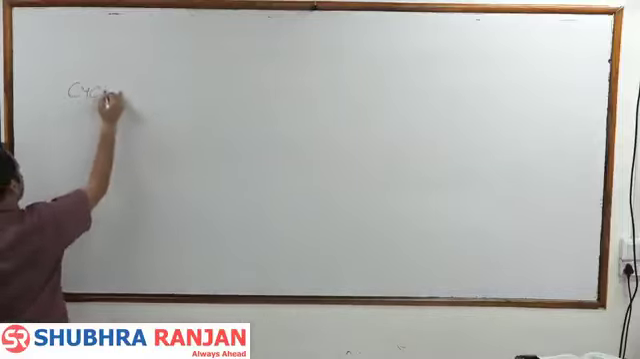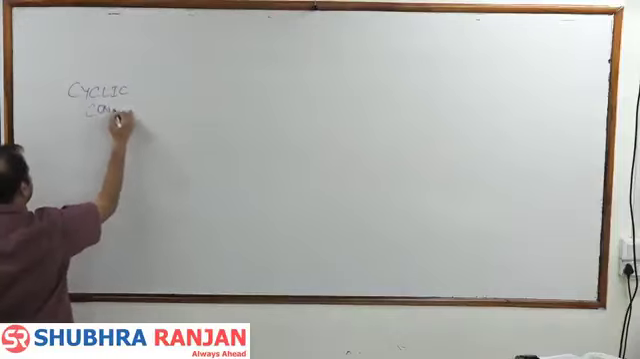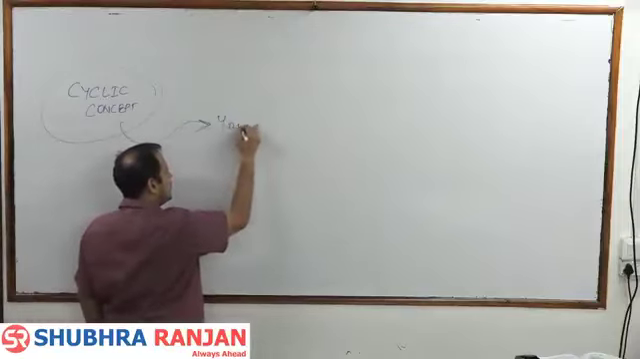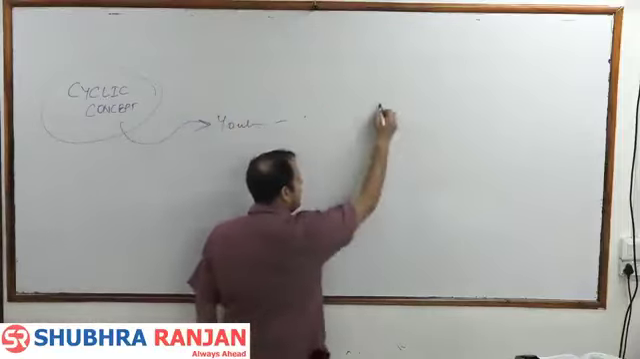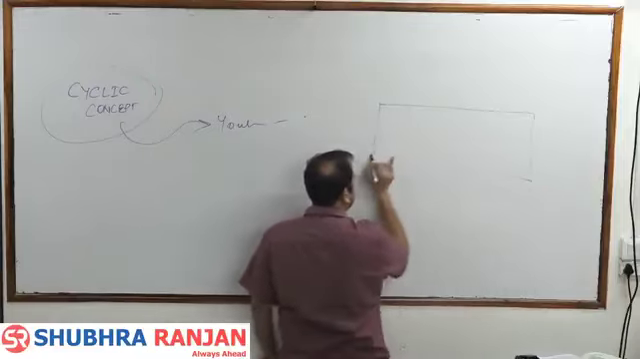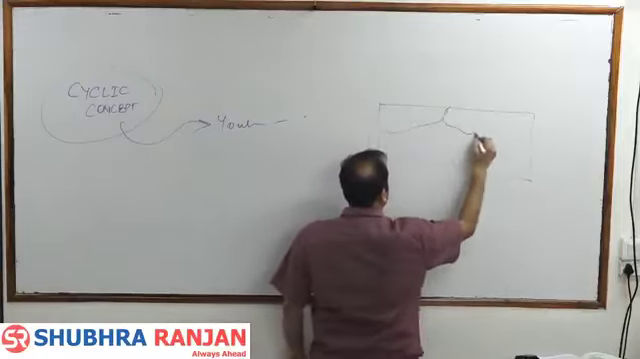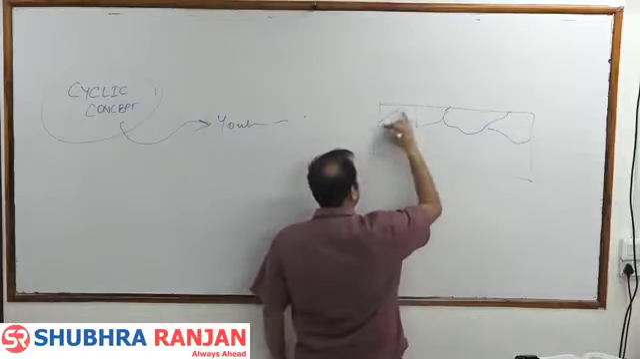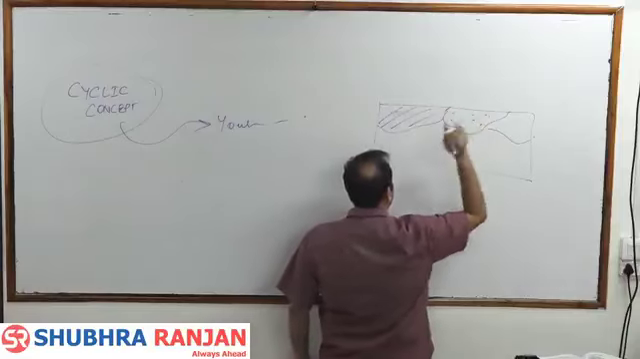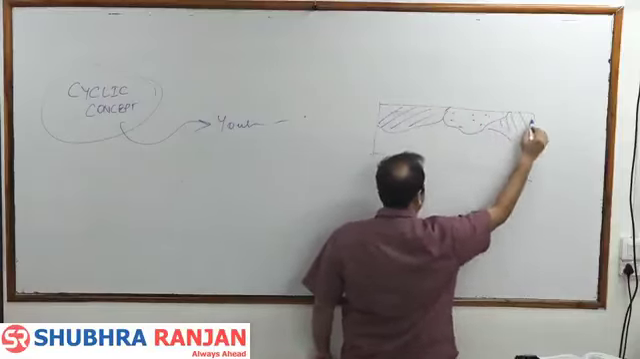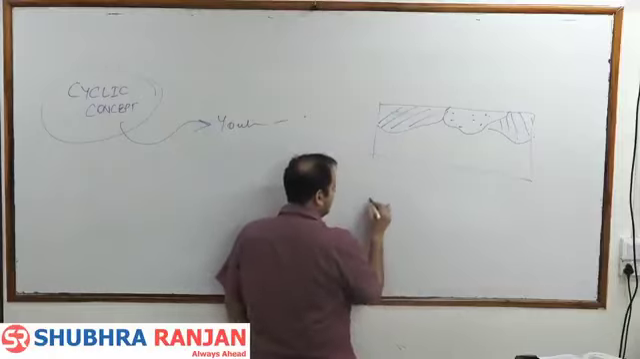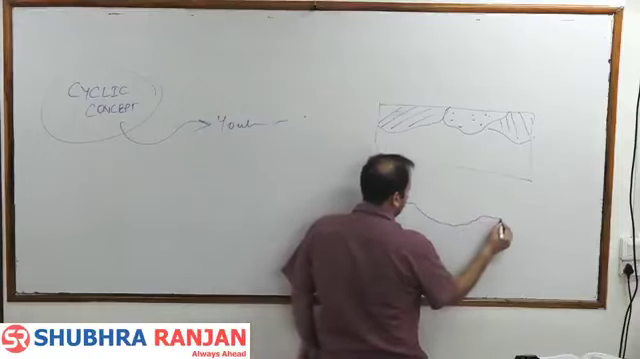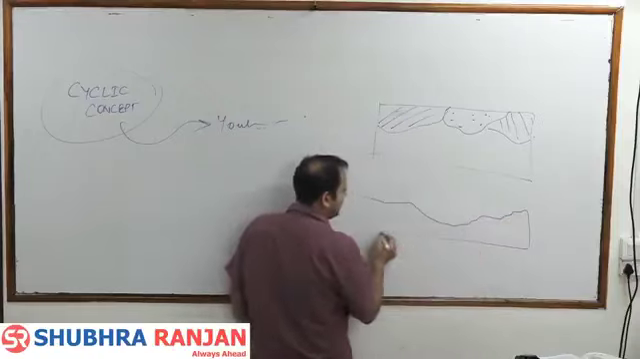So we will call this concept as cyclical concept. Cyclical concept says that landform goes through youth, mature and old age. But real life studies have shown that if this is my imaginary landform and this imaginary landform is made up of 3 different types of rocks. This is hard rock, this is soft rock and this is also hard rock, but hardness is greater. So over the period of time the hard rock will be eroded less, soft rock will be eroded more and जो ज़्यादा resistant hard rock है, it will be eroded less.